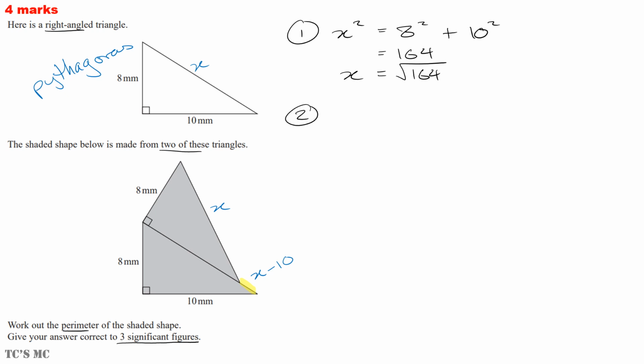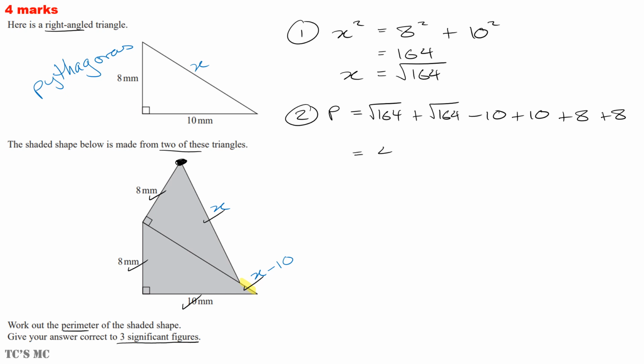For step 2, I can start working out the perimeter. Remember, perimeter is the total distance around the outside of a shape. I'm going to start from this corner over here. Instead of saying x, I'm going to say square root 164. Add, instead of saying x subtract 10, I'm going to say square root 164 subtract 10. And then I continue, add 10, add 8, and finally add 8. Now I have a third mark.